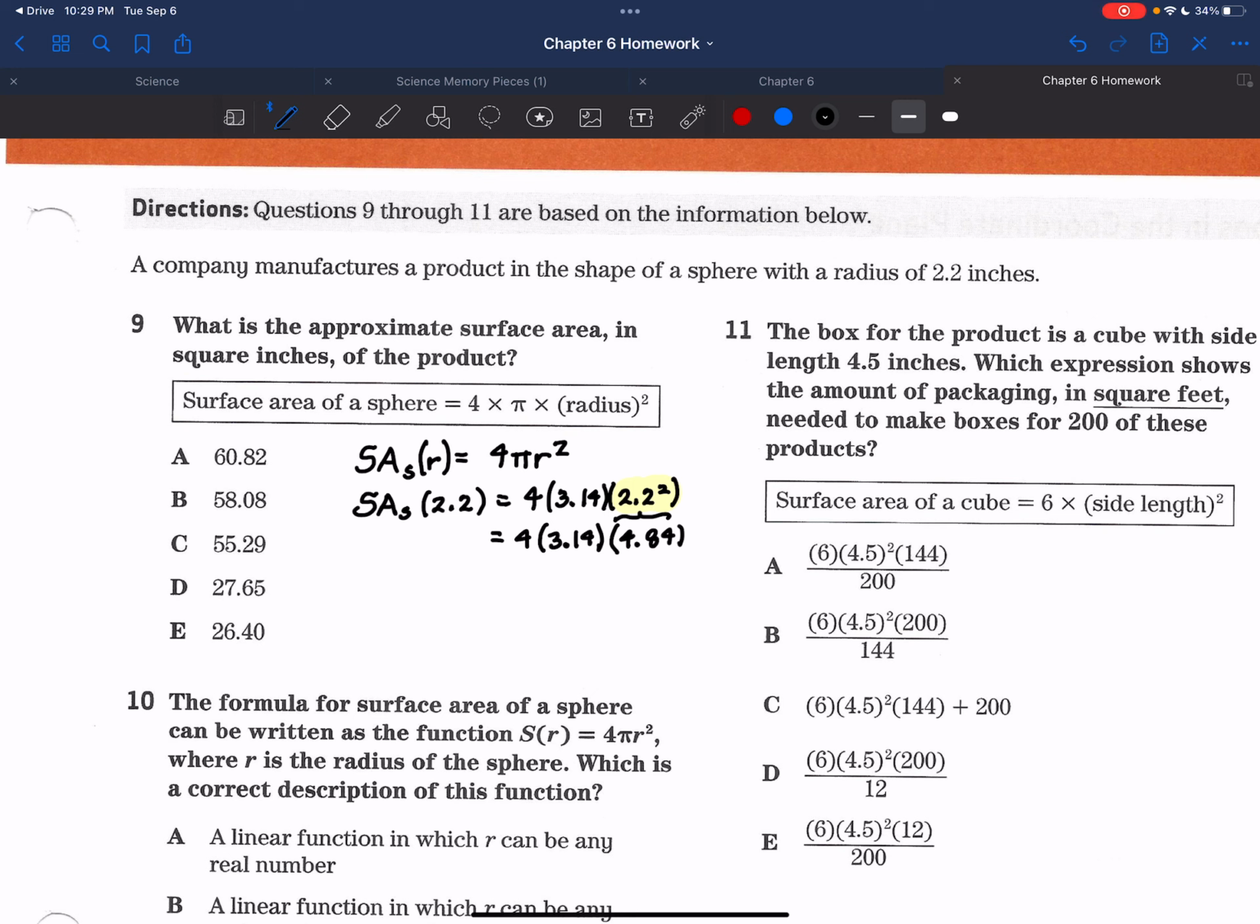Times pi times 4 is 60.7904. And I'm going to go with A. That's the closest to my answer. Not sure what's up with that rounding error. Because 2.2 squared is 4.84 times pi times 4. Not sure, but that's close enough. Number 9 is A.